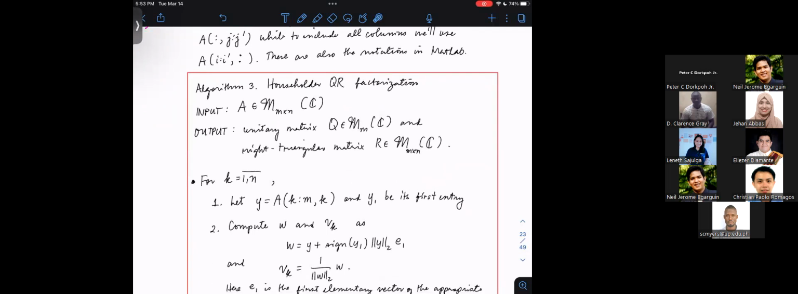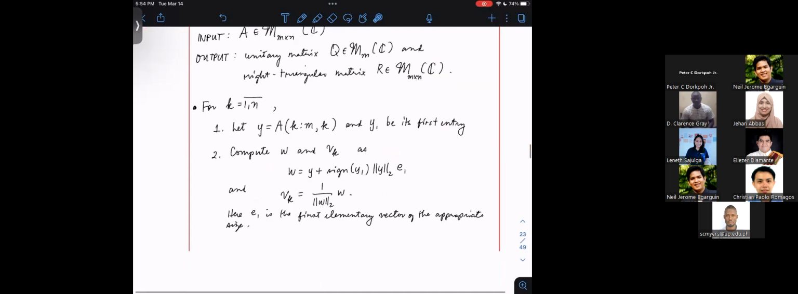So algorithm 3. Again, we start with an M by N matrix, a rectangular matrix A consisting of complex entries, all right? Or for our case, we can also just look at real entries. Then the output would be the unitary matrix Q. Again, when we say unitary, Q inverse is equal to Q transpose, or Q conjugate transpose, and the right upper triangular matrix R, which is the same size as our matrix A, but it is right upper triangular. Okay. And here's the algorithm.